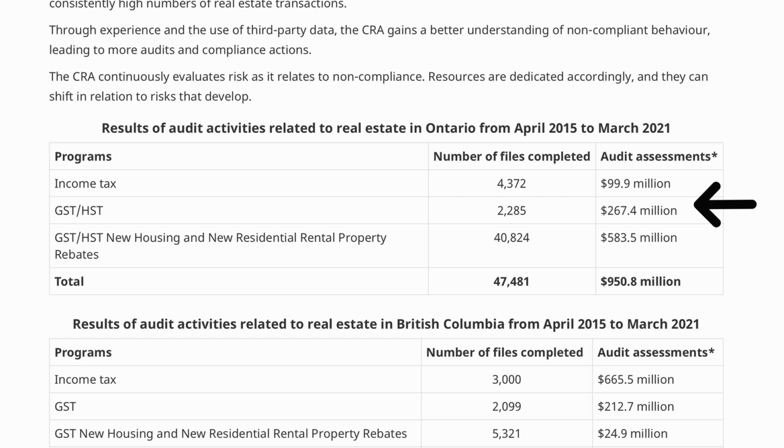Now, the second part of the audit that CRA has done is related to the income tax program and GST and HST that they've recovered, in particular in Ontario and in BC. Like I mentioned before, they recovered over 270 million and about $100 million of income tax. So all these numbers add up. How did they recover so much money from income tax and from the GST and HST perspective?